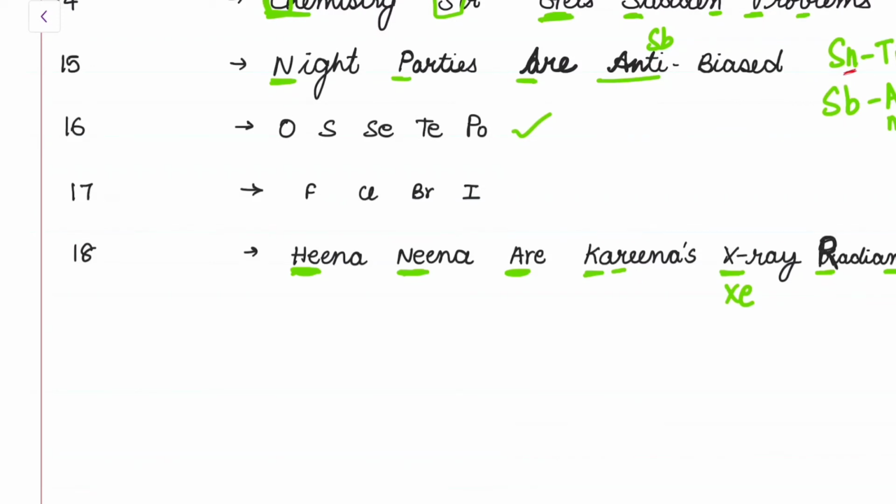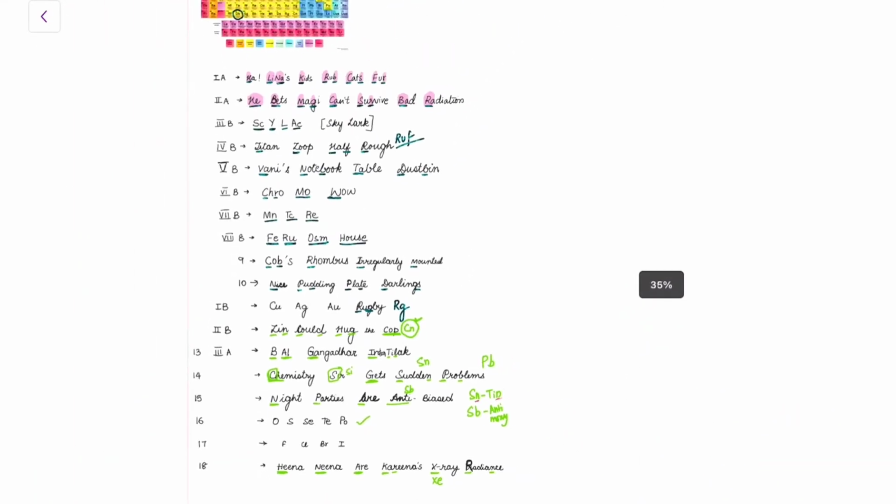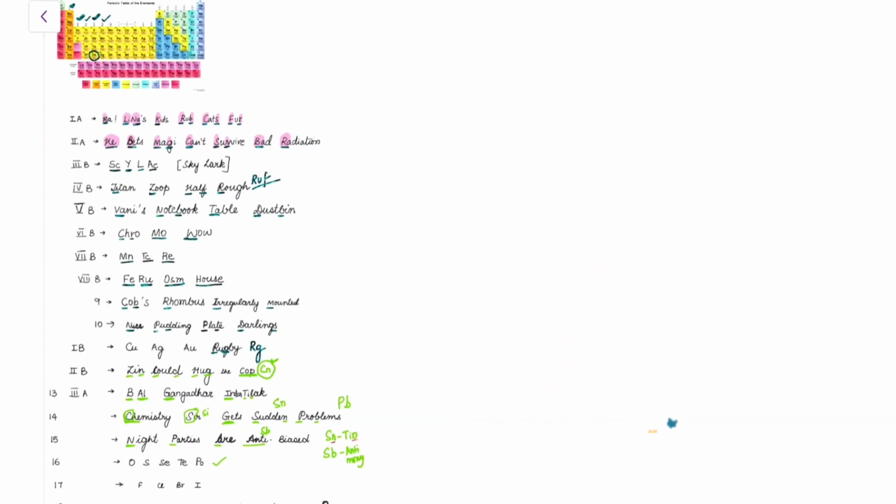Okay, so this was it, and let me just summarize. Okay, so for 1A it's Ha, Linus gets rub cats for. For 2A group of elements it's He bets Maggie can't survive bad radiation. Okay, for 3B it is Skylark. 4B Titan Zoop half rough. 5B Vani's notebook table isn't dustbin. Okay, for 6B Chromova. 7B Mantakri. 8B okay, for 8th group, in 8 we have 3 groups. So we have Firu's awesome house. Okay, Firu is a person.